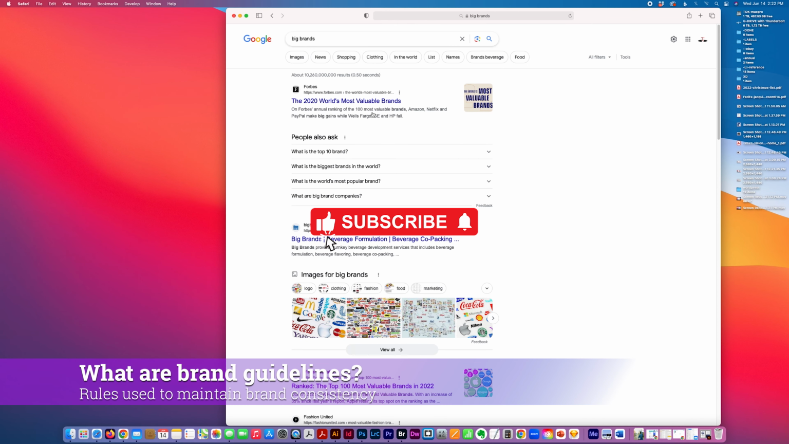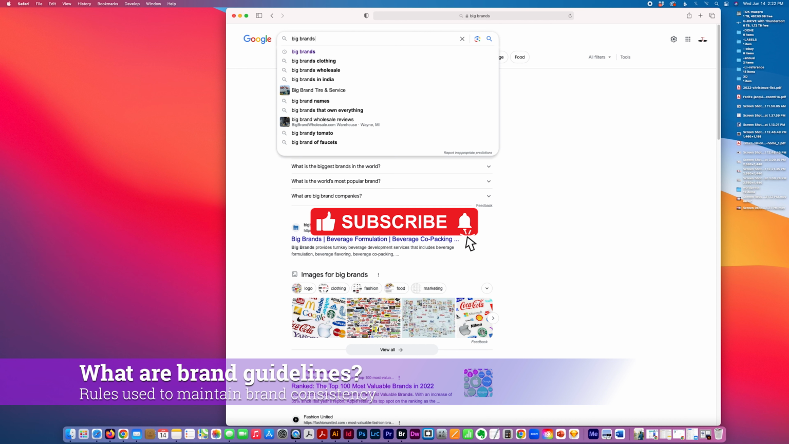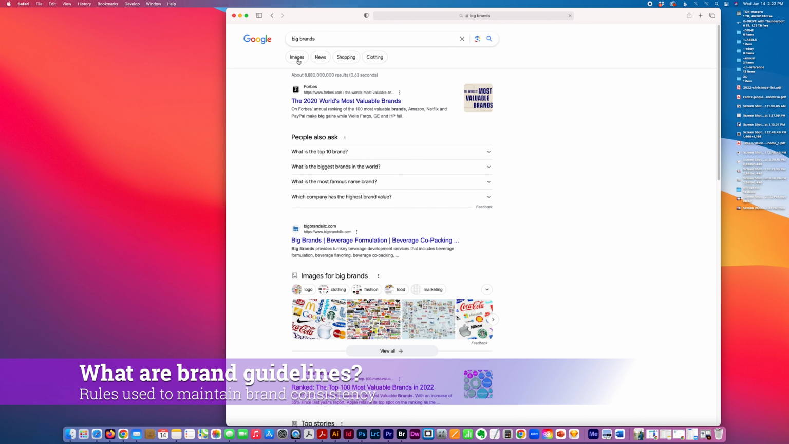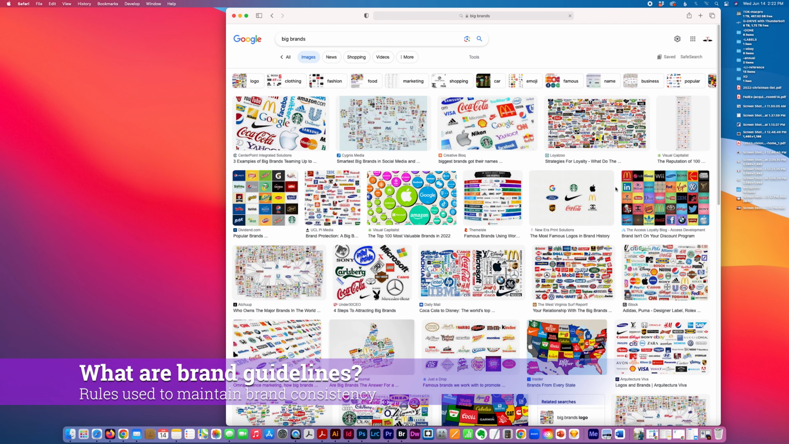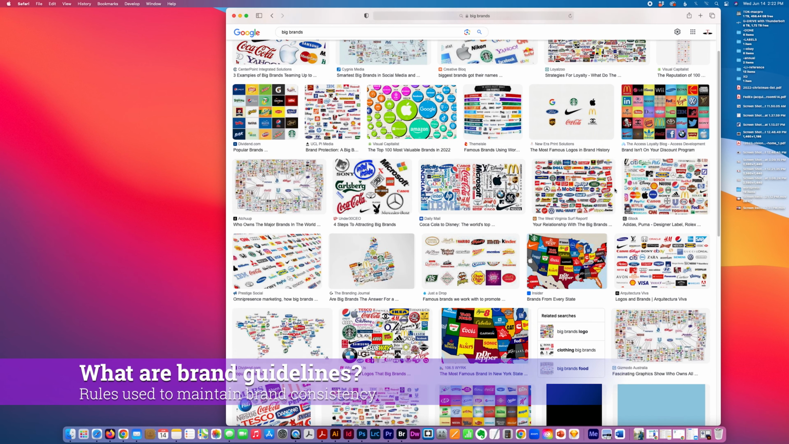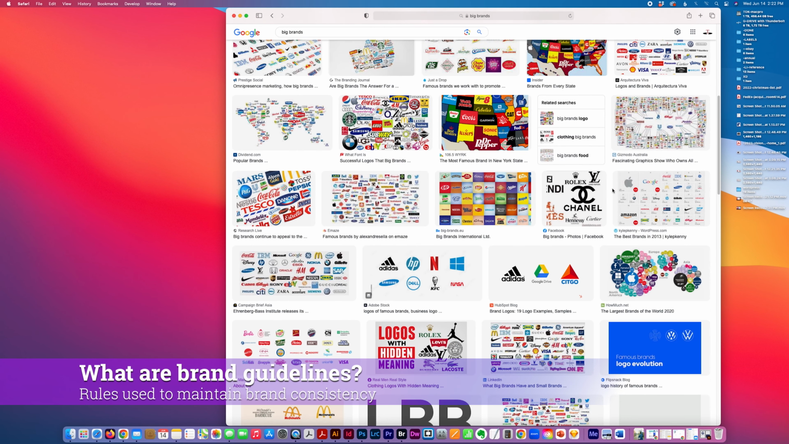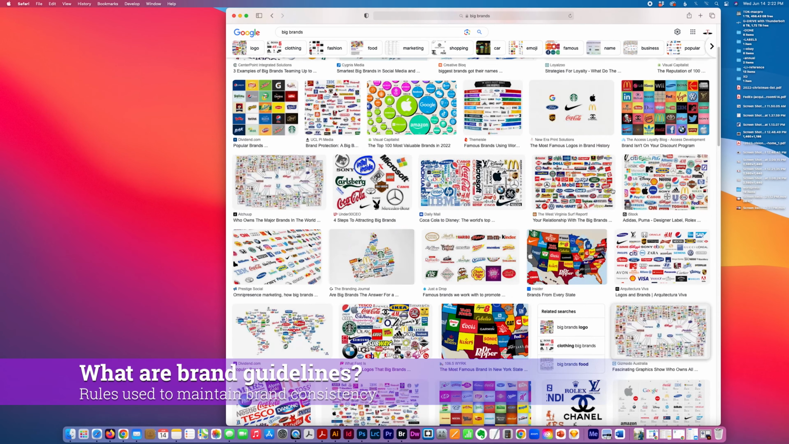Today I have a tutorial to talk about brand guidelines, what they are, why they're needed, who uses them. Brand guidelines are used by companies of all sizes to reinforce a brand standard. So pretty much any large company you can think of would have a need for brand guidelines.